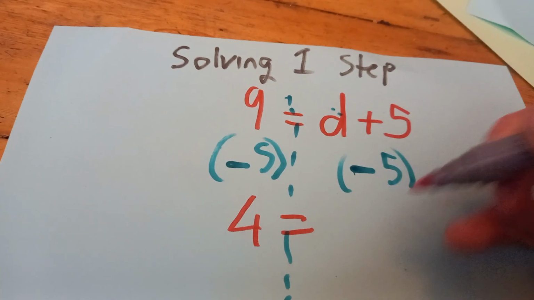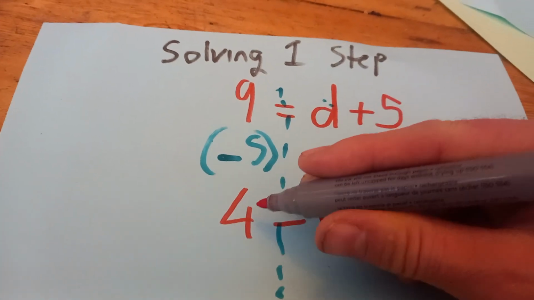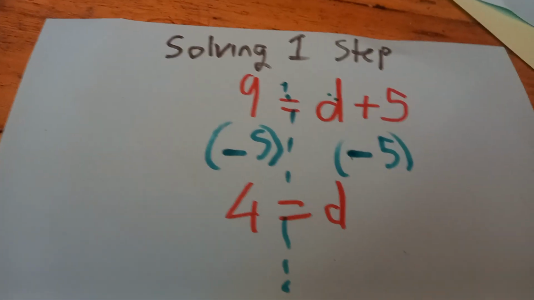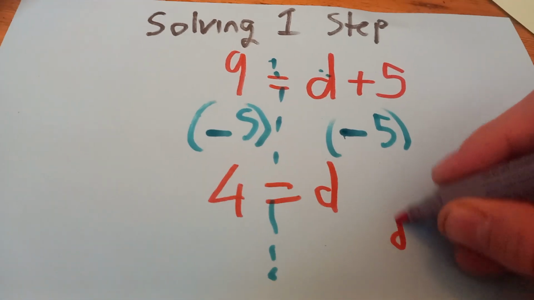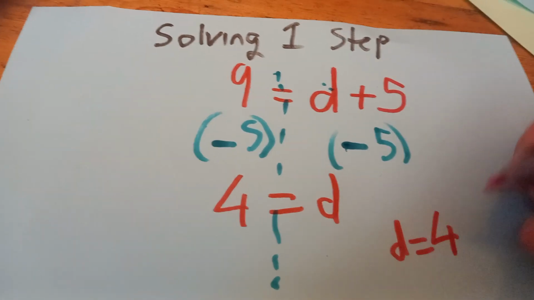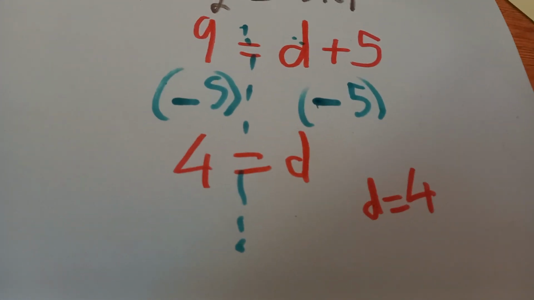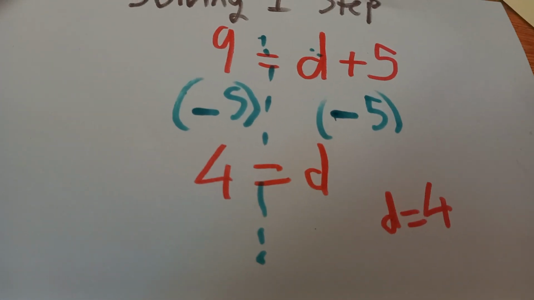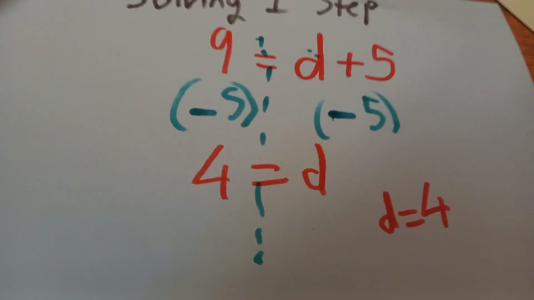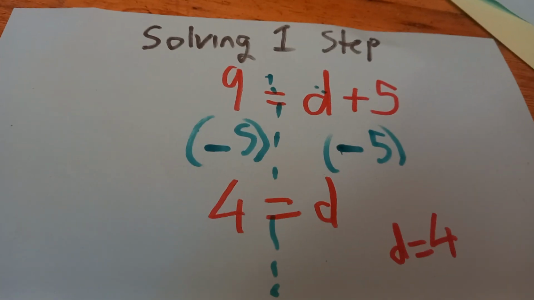And plus 5 minus 5, again, it goes to bits. 4 equals D. That's the same as writing D equals 4. Think of it like a pencil case. You could say there's 4 pens in the pencil case, or you could say the pencil case has 4 pens. It doesn't matter the order you say it.